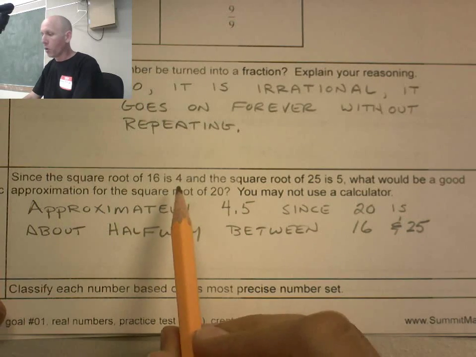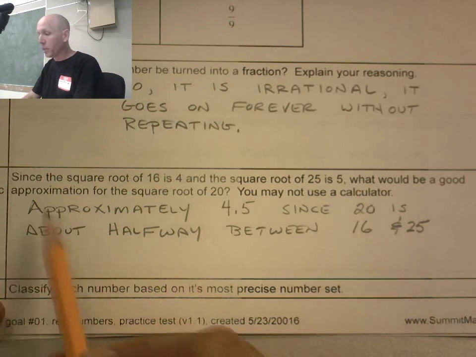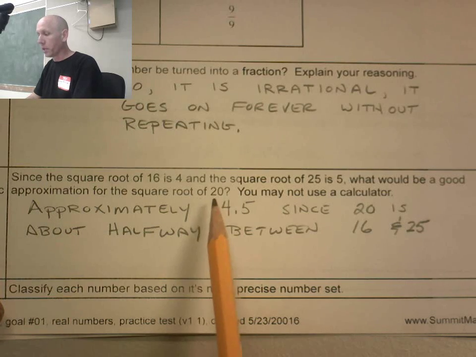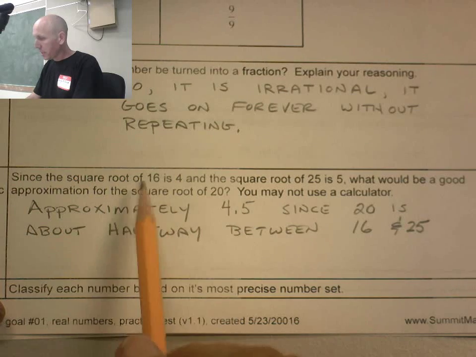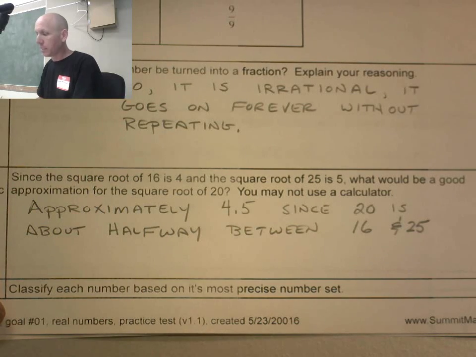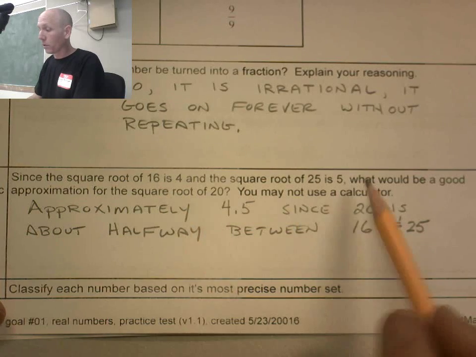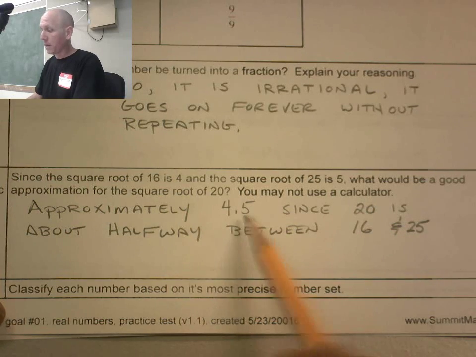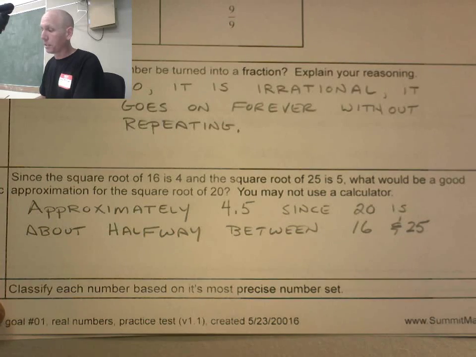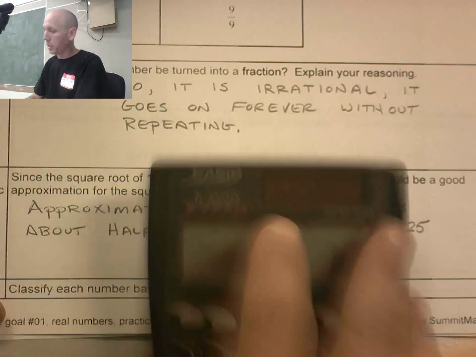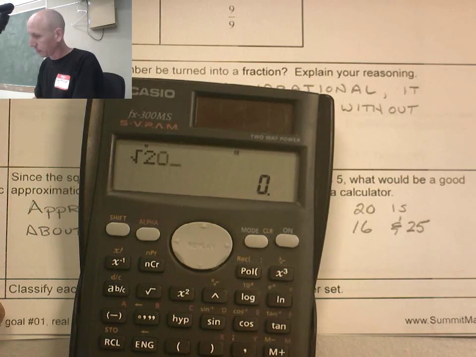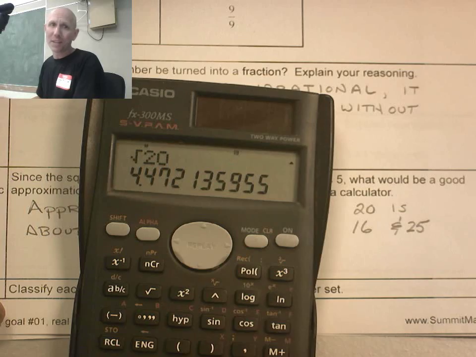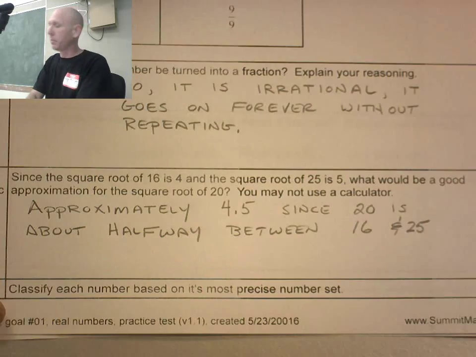Since the square root of 16 is 4 and the square root of 25 is 5, what would be a good approximation for the square root of 20? You may not use a calculator. Well, 20 is pretty much halfway between 16 and 25. So let's say that the square root is about halfway between 4 and 5, so approximately 4.5. Now I'm going to use a calculator to see how close I got. The square root of 20 is 4.47, so I think 4.5 was a pretty good estimation.